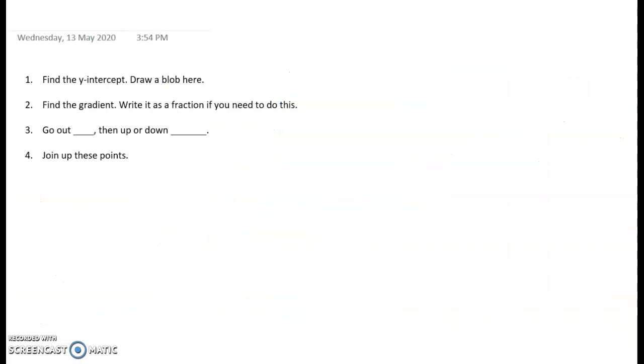Okay. Now, here are the 4 steps that we're going to follow every time. We're going to find the y-intercept, and we draw a blob at that point. Then we find the gradient, and we write it as a fraction. And we remember that we go out, and then we either go up or down, and then we join up those 2 points, and we've got our line.